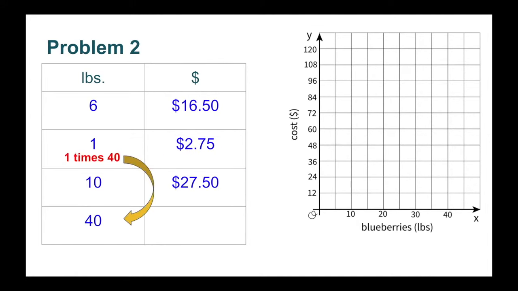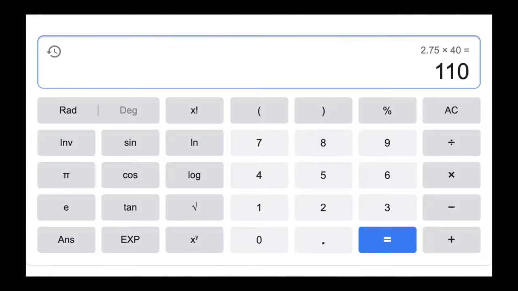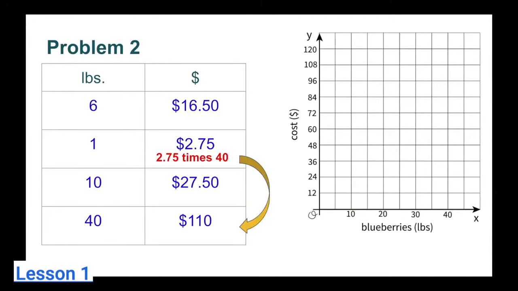1 pound times 40 equals 40, and since I multiplied the pounds by 40, I need to multiply the dollars by 40. So $2.75 times 40. $2.75 times 40 equals $110. So 40 pounds of blueberries for $110.